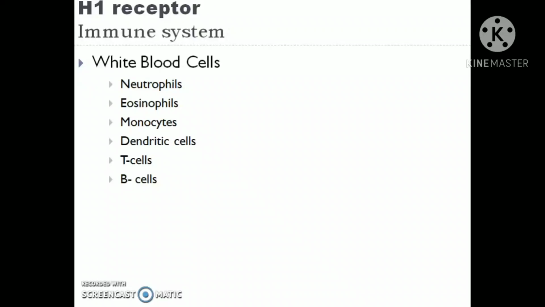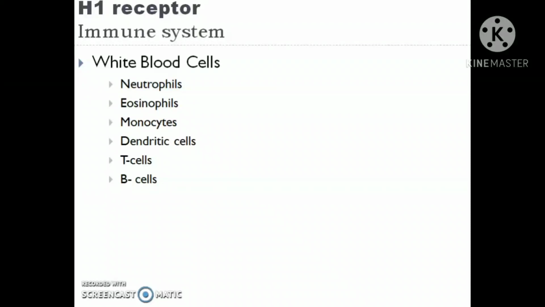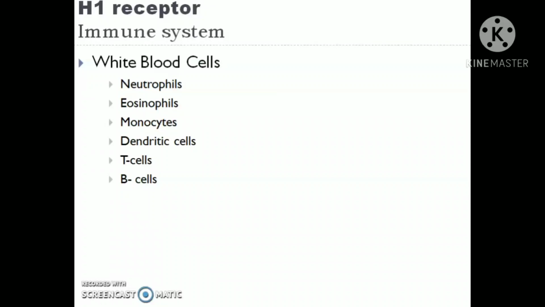Then H1 receptors are also present in WBCs, neutrophils, eosinophils, monocytes, dendritic cells, T cells, B cells, etc. And as a result, they have a modulatory role on the cellular immunity.